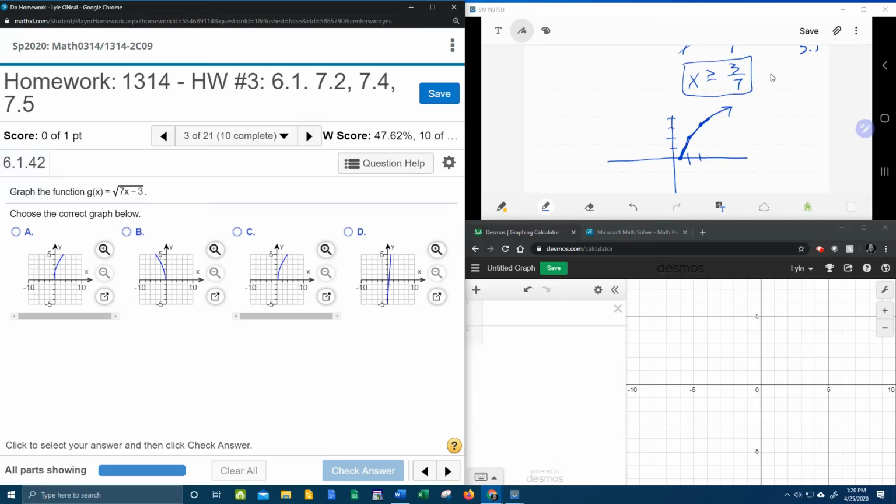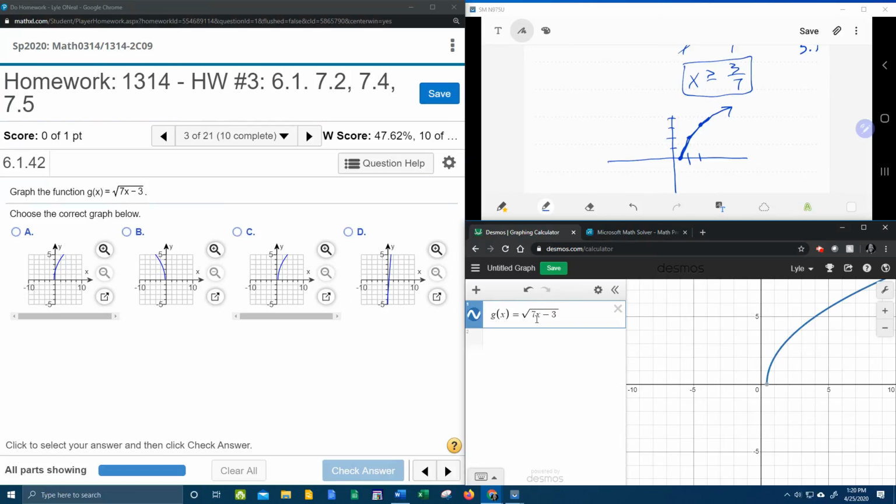but it does start to the right of the origin. And just to prove that that is right, we're going to go down here to Desmos and we're going to put that in. And this time we have g of x equals sqrt, which gives me a square root, 7x minus 3. And you can see that the graph down here in Desmos looks almost exactly like what I have here.